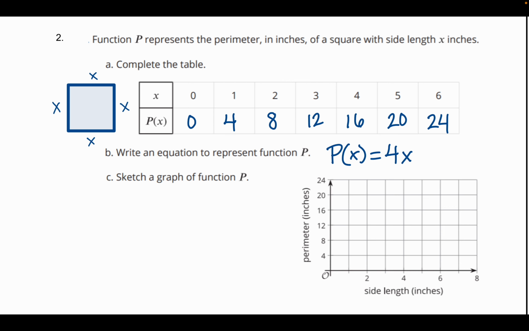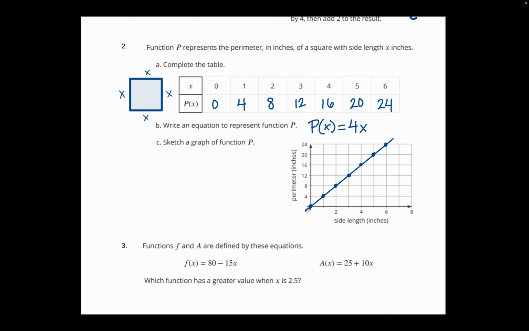Now to sketch a graph here, we can actually just label all of our points and have (0, 0), 1 be 4, 2 be 8, 3 was at 12, and then 16, and then 20, and 24. And this does make a straight line because it's consistent. So there's my graph.